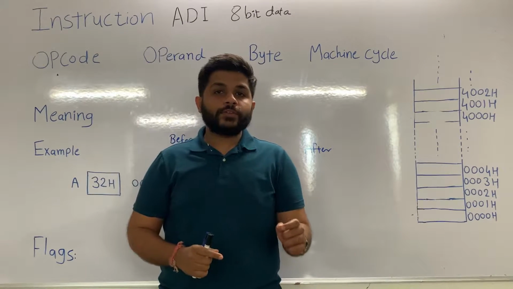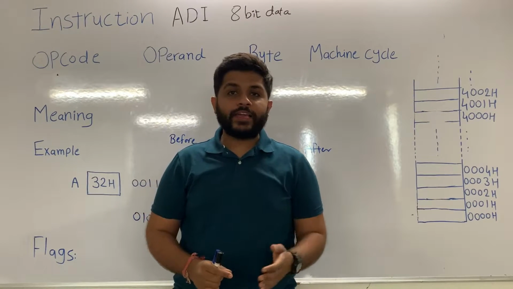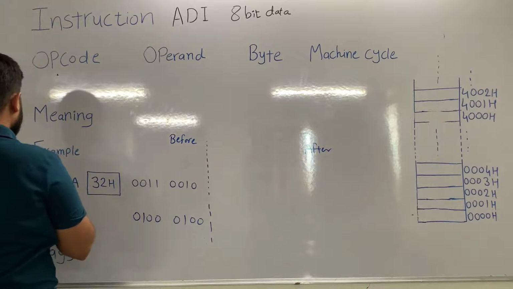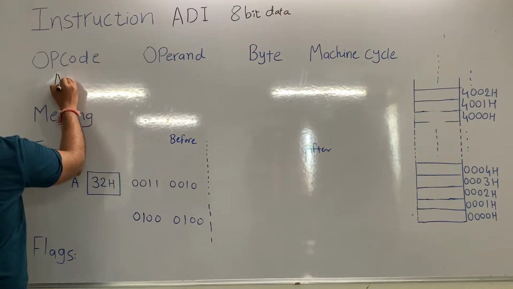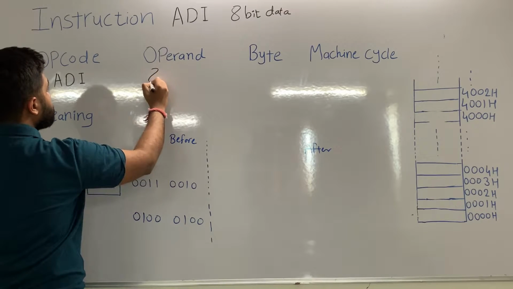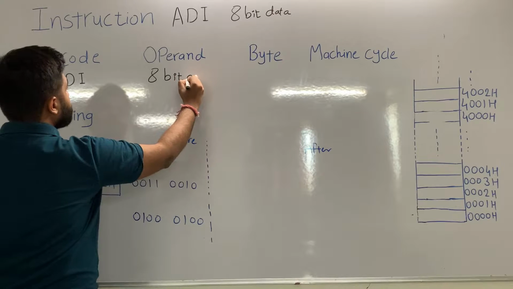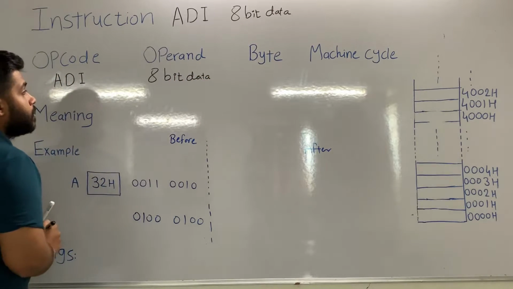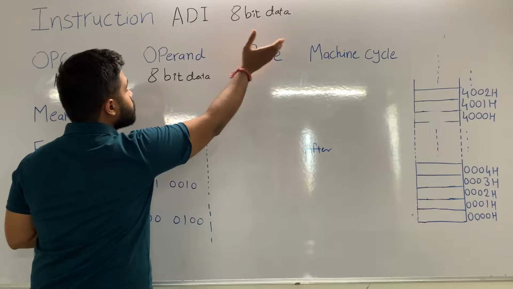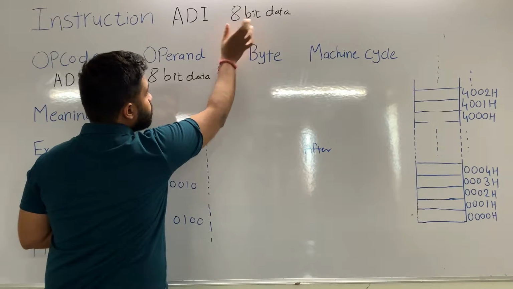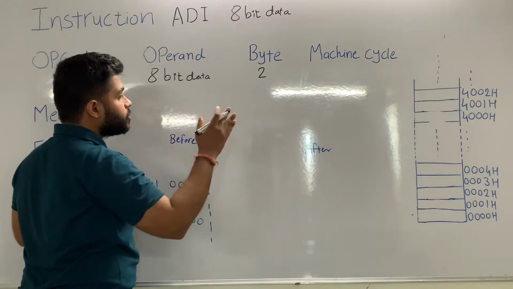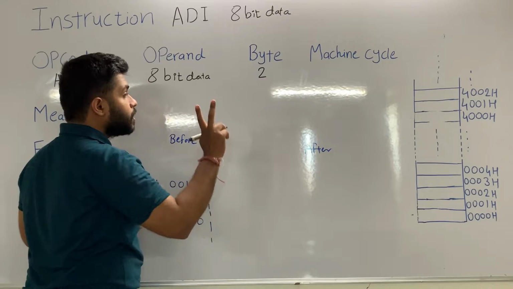Okay students, now we are going to see the instruction ADI 8-bit data. For this instruction, the first portion is known as opcode. So opcode is ADI. The remaining portion of the instruction is considered as operand, that is 8-bit data. In this instruction, you can see that an 8-bit value is present. Whenever an 8-bit value is seen in the instruction, it means that the instruction is of 2 bytes. 2 bytes means when this instruction is stored in the memory, it will occupy 2 memory locations.